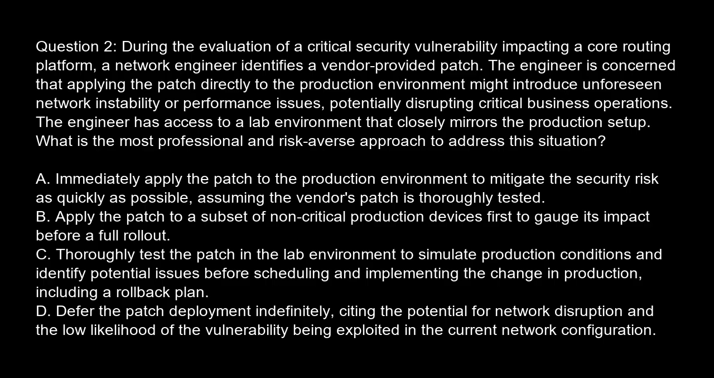Option A. Immediately apply the patch to the production environment to mitigate the security risk as quickly as possible, assuming the vendor's patch is thoroughly tested. Option B. Apply the patch to a subset of non-critical production devices first to gauge its impact before a full rollout. Option C. Thoroughly test the patch in the lab environment to simulate production conditions and identify potential issues before scheduling and implementing the change in production, including a rollback plan. Option D. Defer the patch deployment indefinitely, citing the potential for network disruption and the low likelihood of the vulnerability being exploited in the current network configuration.